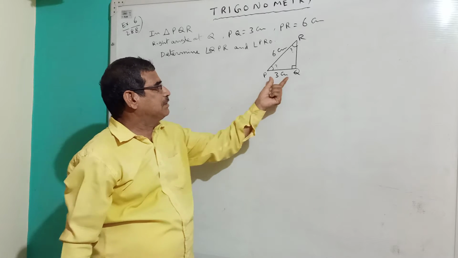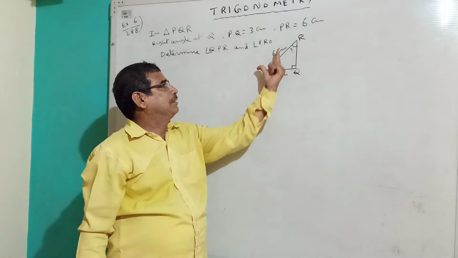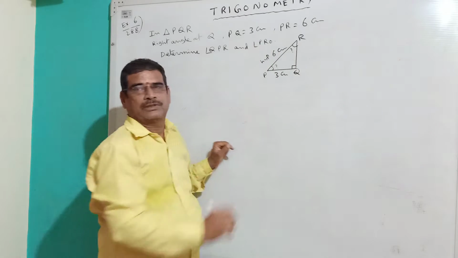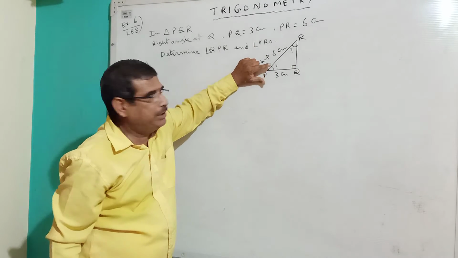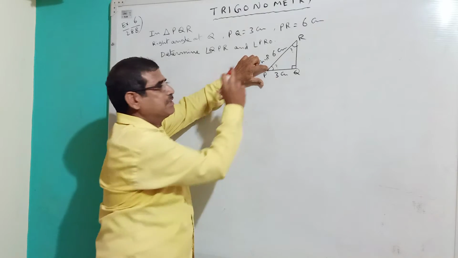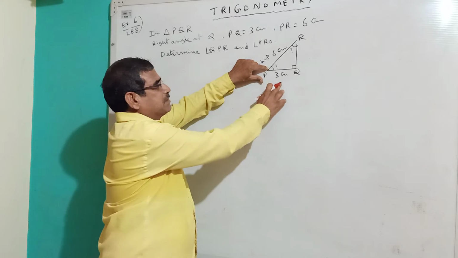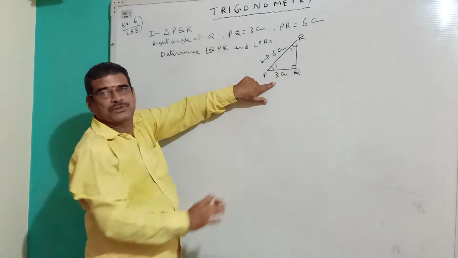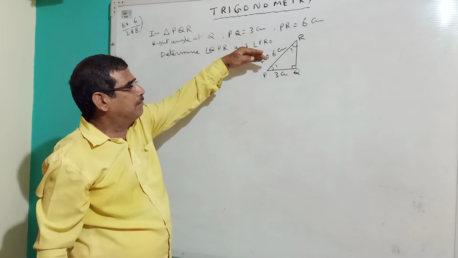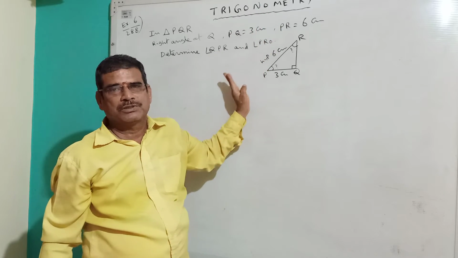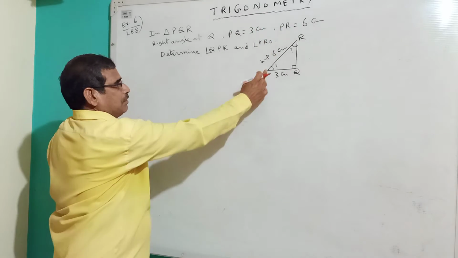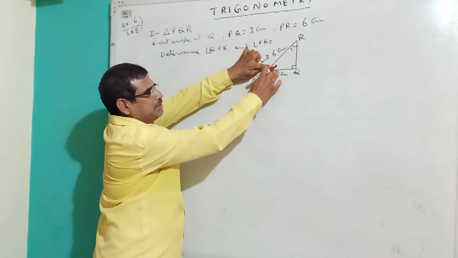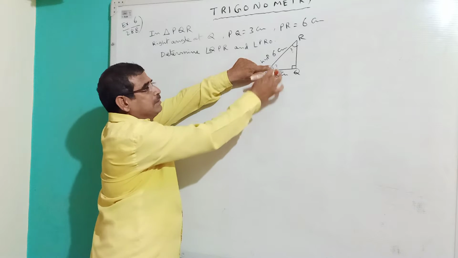The given data is this side, this side. This is called hypotenuse because it is opposite the 90 degrees. If we have to find this angle, this is the adjacent side. Otherwise, if we find this angle R, this is the opposite side. We can go in any way. We can do this in different ways. So, first, I am finding this angle. For this angle, this is adjacent, this is hypotenuse.